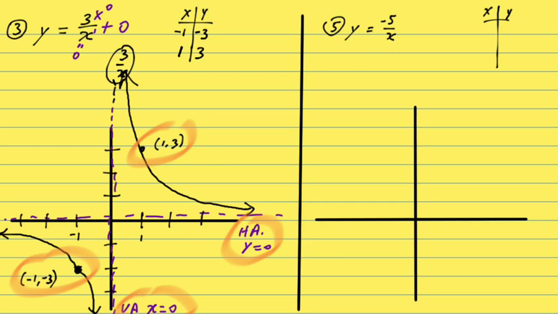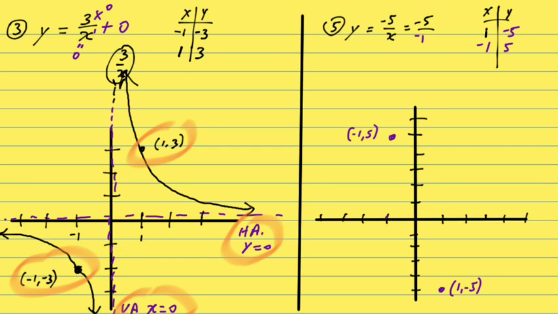Problem 5 is similar, but it's going to be flipped over because of the negative 5. So I'm counting these a little bit tighter here. If you put in a 1, what's negative 5 over 1? I believe it's negative 5. So 1, negative 5. What if you put in a negative 1? Negative 5 over negative 1 is a positive 5. So somewhere up here is negative 1, positive 5.